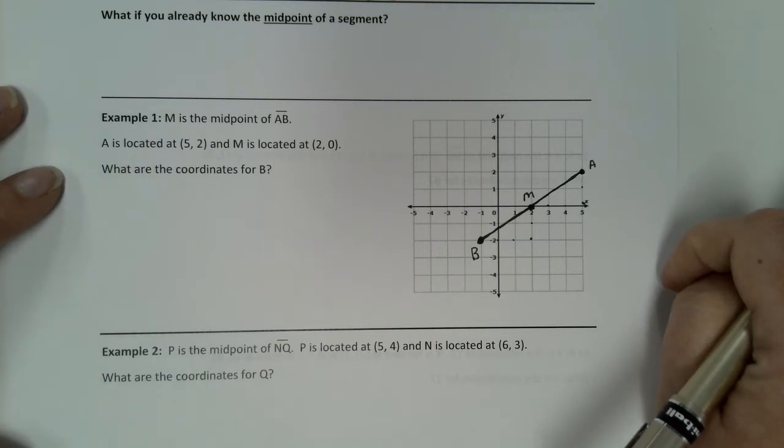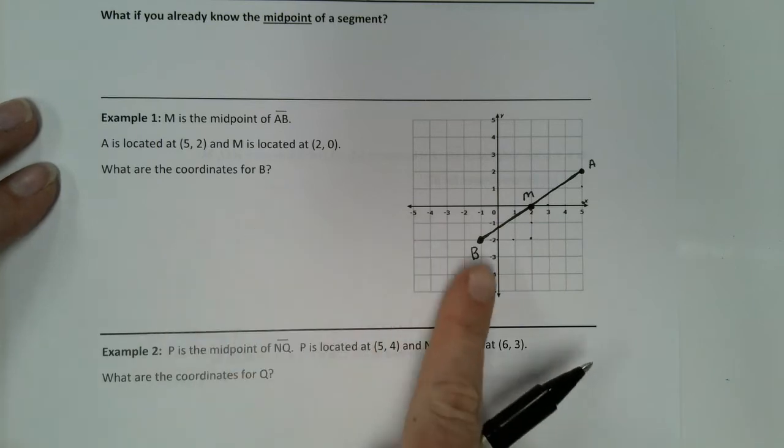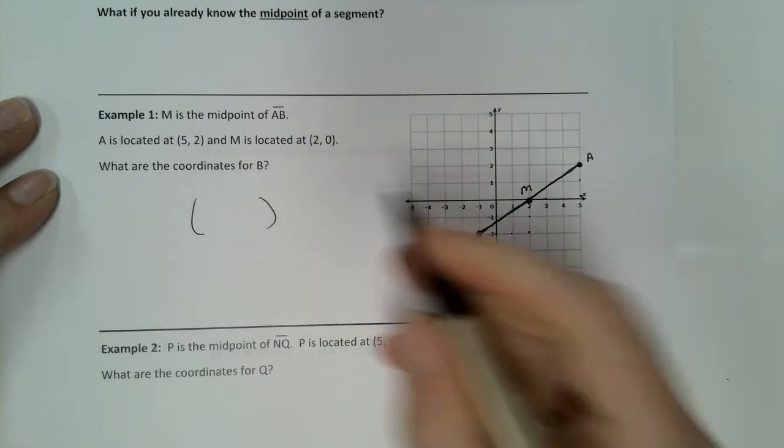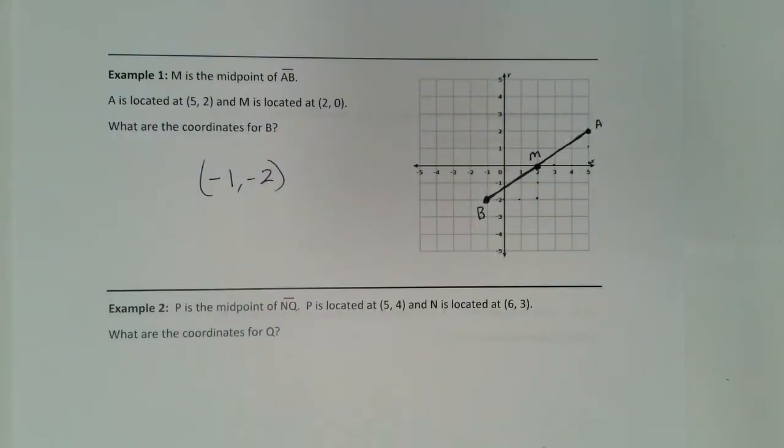Oh, gotcha. So, the last question is, what are the coordinates for B? Well, now we know this is where B is, so what's the ordered pair for this? (-1, -2). Now, that's how to do it with a graph.